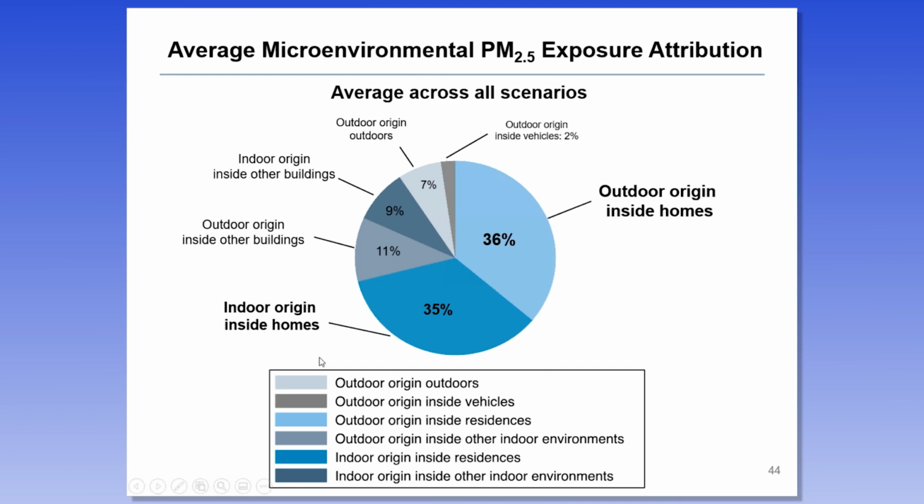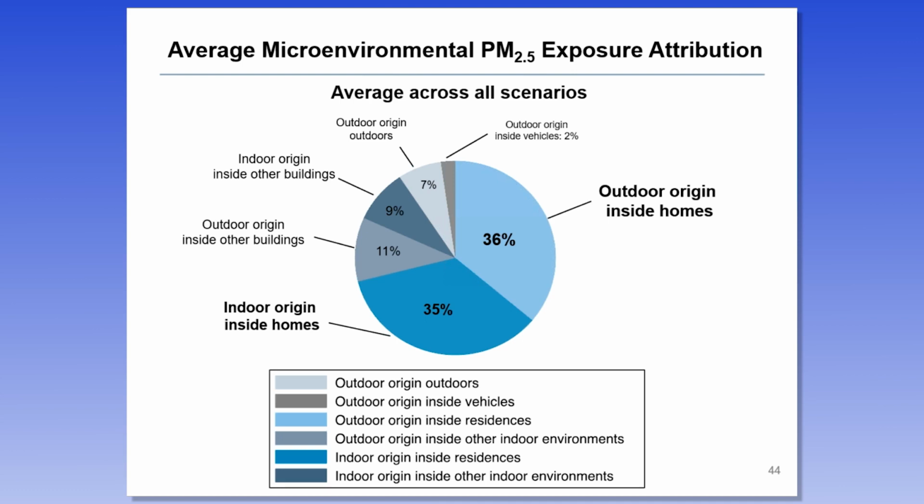The next one we see is indoor origin PM2.5 exposed inside our homes, and that's another about 35% or so on average across our model scenarios. These are our best estimates for the average across the U.S. housing stock. They may not be perfectly accurate because of a number of assumptions. The next slice of the pie is outdoor origin PM2.5 exposure that occurs inside other buildings like offices and restaurants and so forth, and that's around 11%, followed by indoor PM2.5 origin exposures inside other buildings, which is around 9%.